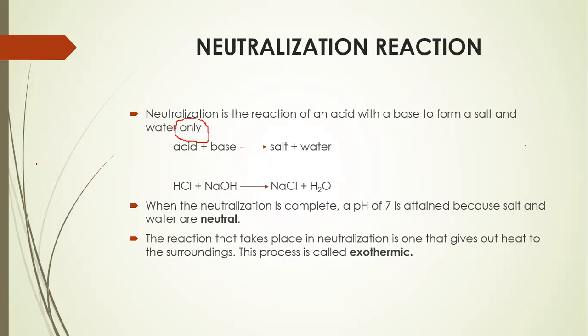Now, when this neutralization reaction is complete, the pH of that reaction is 7. That is, it has attained a pH of 7, meaning that it is neutral because of the salt in water. So at the point where you have salt in water, the pH is 7, that is neutral. So the acid has pH less than 7, then the base has pH greater than 7. So the product formed in between, that is the salt and water, is neutral.